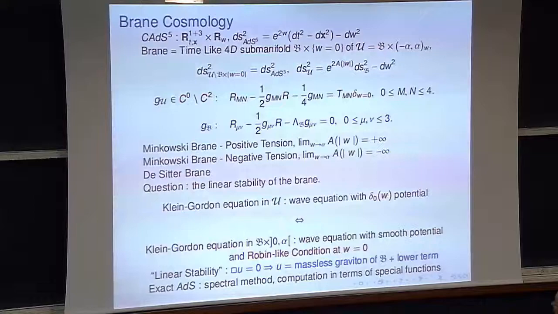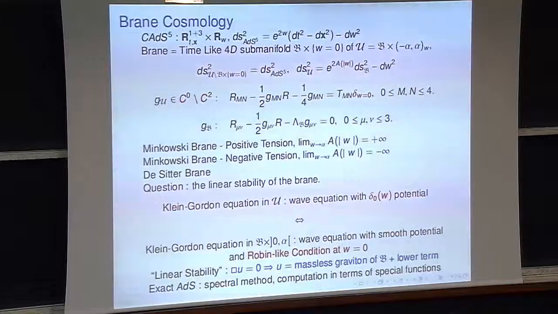Now, let me introduce the basic idea of brane cosmology. Brane cosmology is the idea that our world is just a submanifold of some universe with higher dimension. For instance, we consider the five-dimensional anti-de-Sitter space-time, and we consider a brane, that's to say a 4D submanifold, localized at W equal to zero.